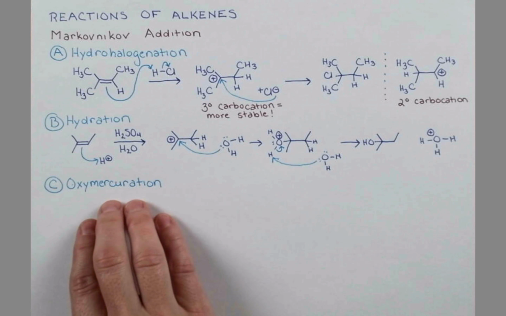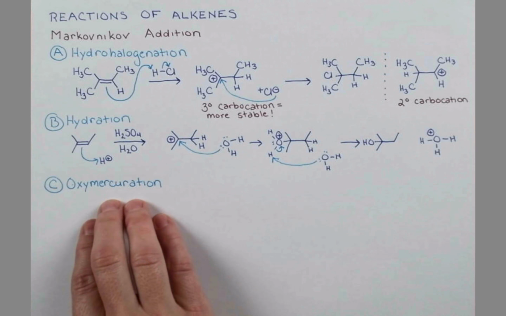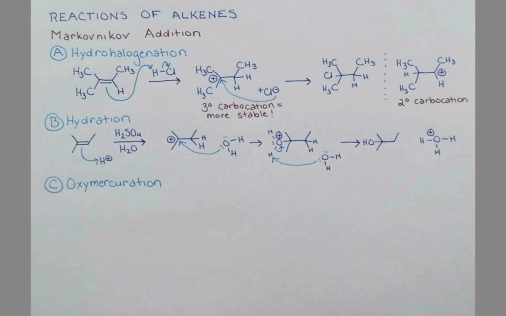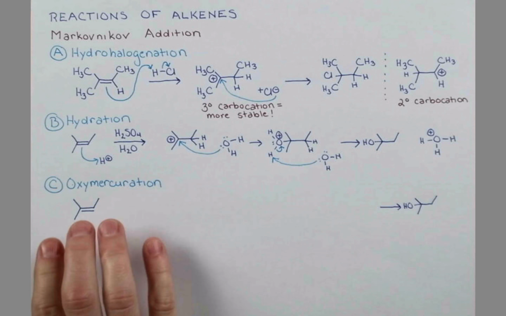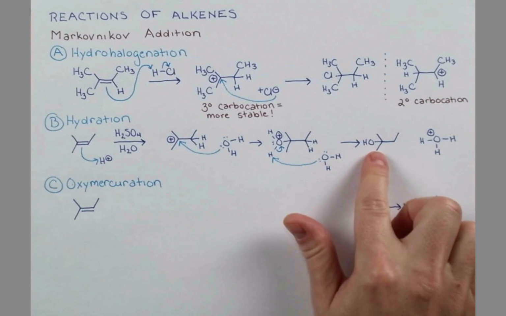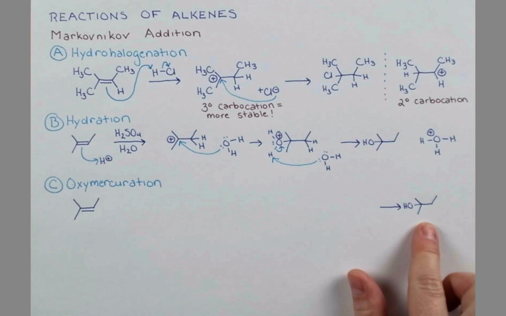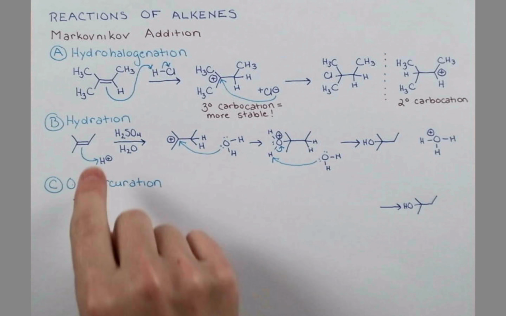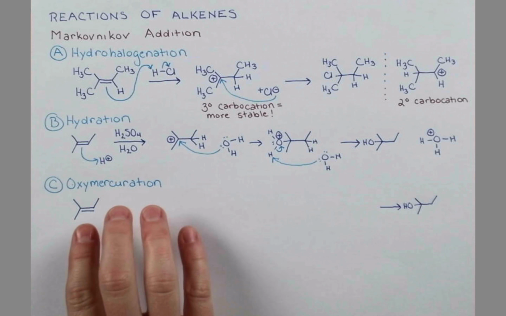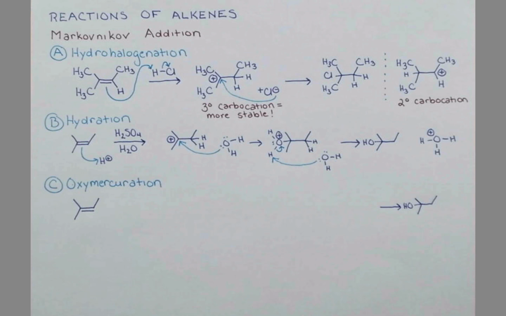Okay, we're going to look at one final reaction in this lesson. This is oxymercuration, and this is going to do Markovnikov addition as well. Let's start with our same substrate. The ultimate result is going to be the same alcohol as we produced up here from the hydration of this alkene. But this is a really different reaction with a distinct mechanism. Let's look at how it works.